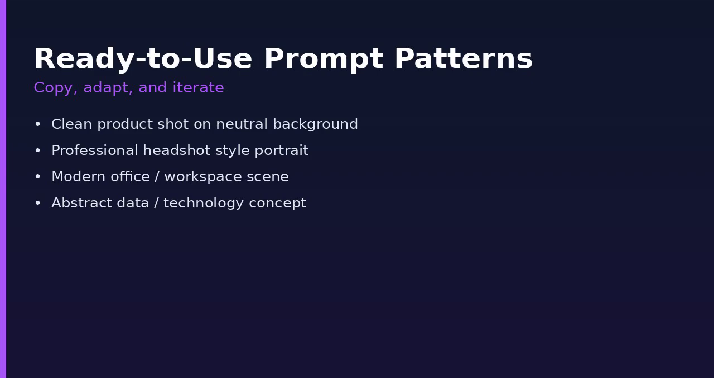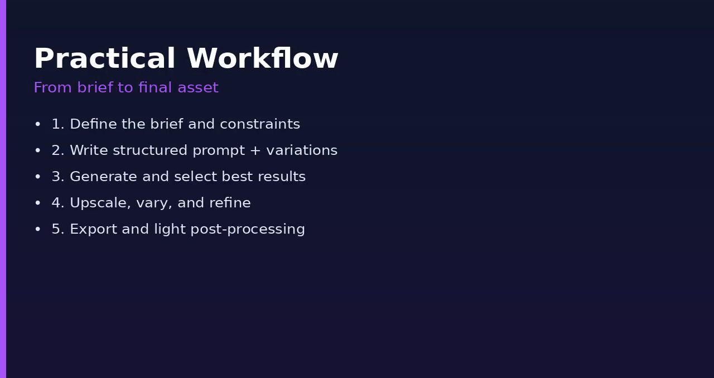Practical exercise: take one real visual need from your current work, a presentation slide, a social post, or a concept image. Write a structured prompt, generate options, refine once or twice, and compare the time and quality with your usual process. This concludes the Midjourney chapter.